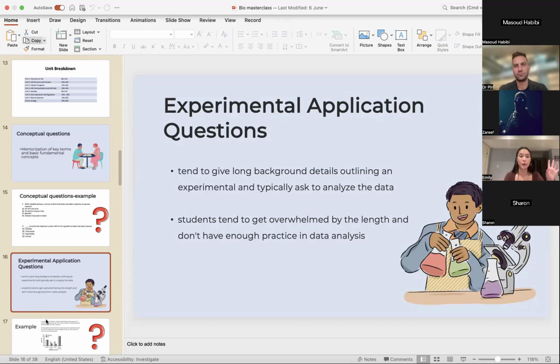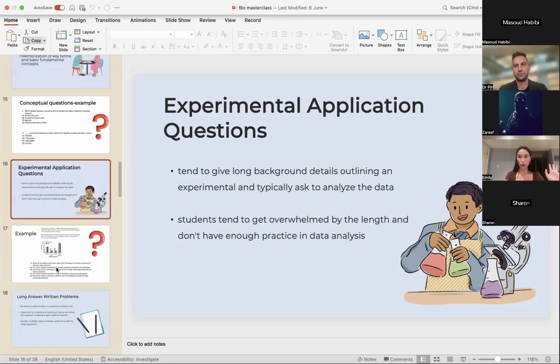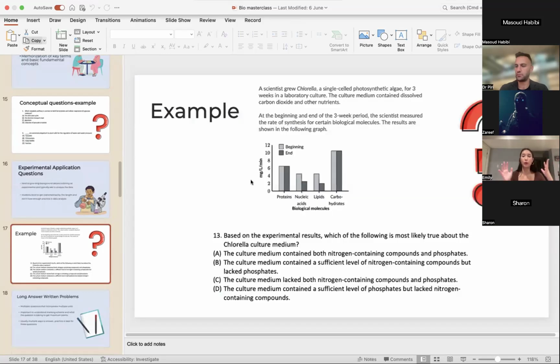I'll show you an example because students will struggle with these. I won't go through the whole thing, but this is an example of an application-based multiple choice question. So the application questions are not just for the long answer. They are also for the multiple choice short answer as well. So here they're giving you a graph, and if students don't know how to read their graphs, this is obviously going to be very difficult.